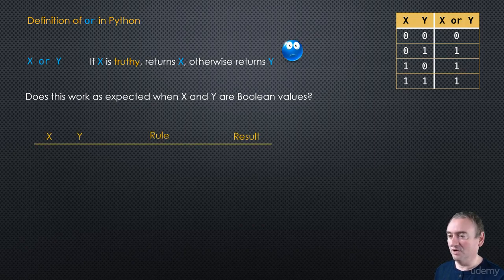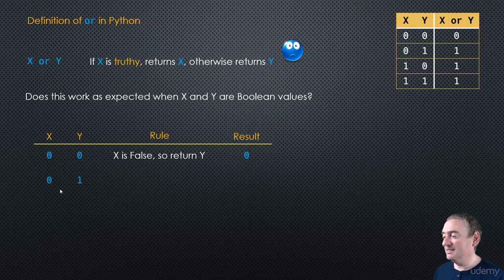So let's take a look. Let's just run through the different options. So let's take x and y, both false. So the rule is x is false, so we are going to return y, because the rule is that if x is truthy, we return x, otherwise we return y. So x is false, so we return y. Well, y is 0 in this case, so we get false. And I'm using 0 and 1 as true and false. So if x is false and y is true, then x is false, so we still return y. So in this case, we return 1. And so far, we're matching, right? 0, 0, return 0. 0, 1, we have a 1. So far, so good.